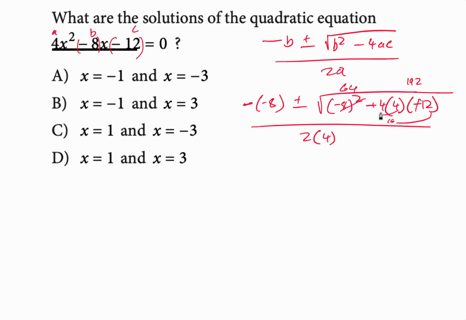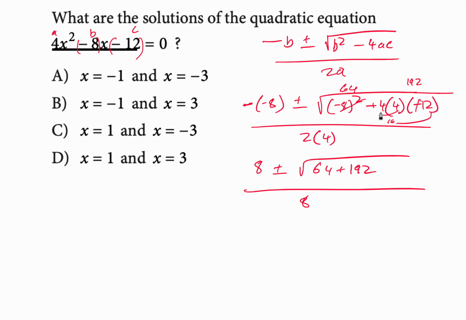So basically you have a square root. Again, negative times negative, so you go back: minus negative 8 becomes 8. So I have 8 plus or minus the square root of 64 plus 192, right? The whole thing over 2 times 4, which is 8. So now you simplify the 64 and 192. I have 256, right? And the square root of 256 is 16. So I can simplify this into 8 plus or minus 16 over 8.